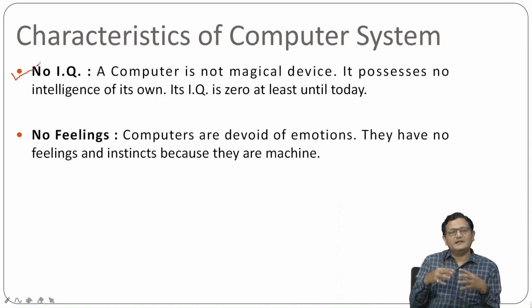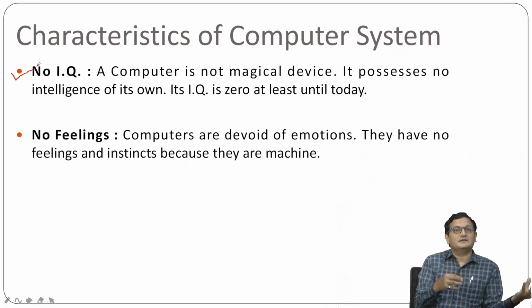Nowadays, we are trying to provide some instructions so that the computer will become intelligent, but that instruction is given by the humans. Computer can't produce that type of instruction on its own, and that's why we can say computer does not have IQ. The intelligence which is provided by the humans to the computer system is called artificial intelligence.